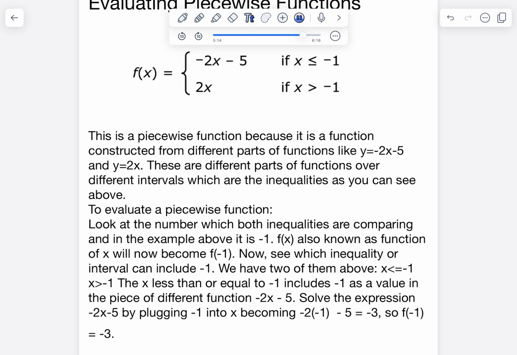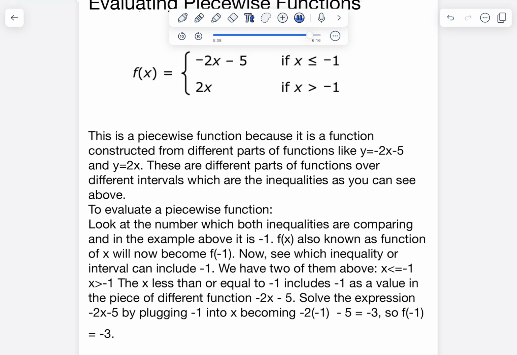So we have two of them above, x less than or equal to -1, x greater than -1. The x less than or equal to -1 includes -1 as a value in the piece of different function -2x minus 5.